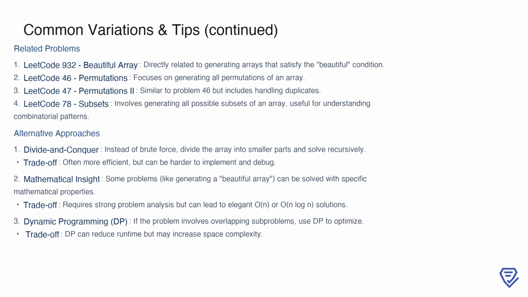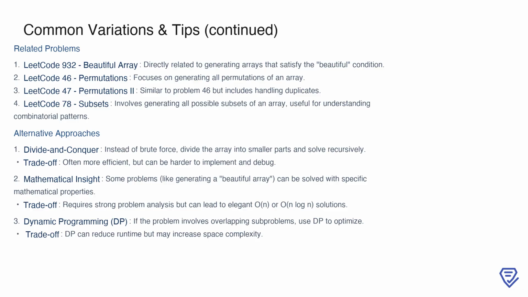When it comes to alternative approaches, divide and conquer is a powerful technique. Instead of brute forcing the solution, you can divide the array into smaller parts and solve recursively. This is often more efficient, though implementing and debugging it can be more challenging. Another approach involves leveraging mathematical insights. For problems like beautiful array, recognizing specific mathematical properties can lead to elegant solutions with time complexities as low as O(n) or O(n log n).